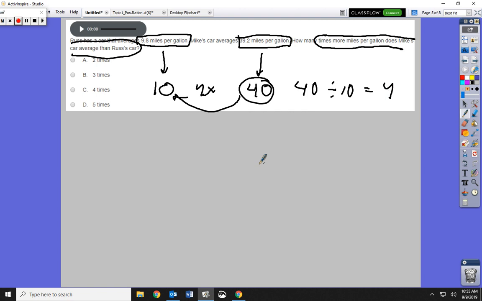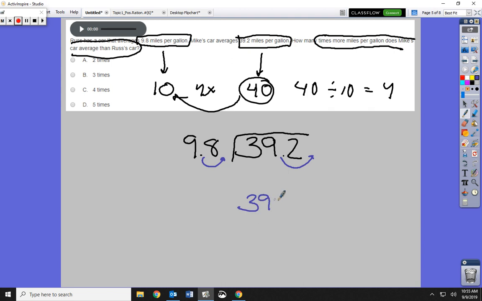I'm going to do the same thing here, except now I have decimal points. So I'll put the 39 2/10 divided by, because I figure out how many times Mike's is here compared to Russ's, 9 8/10. I cannot divide this because the divisor is not a whole number. To change it to a whole number, I multiply it by 10 to the first, making this 98. I do the same, mirror that there. So I have 392 divided by 98.